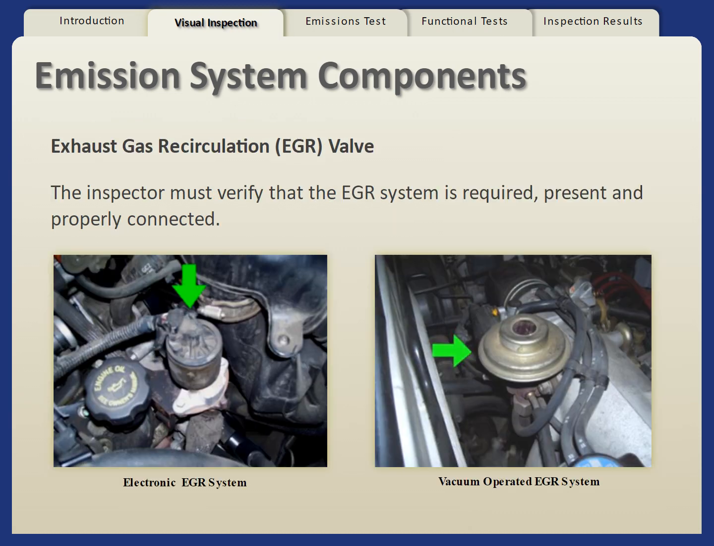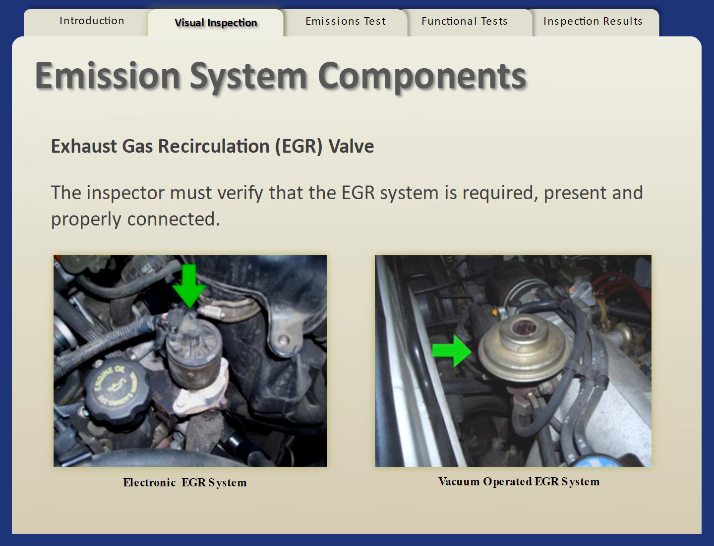The exhaust gas recirculation system is designed to reduce oxides of nitrogen by directing exhaust gases into the intake manifold during certain modes of engine operation. EGR valves can come in a variety of designs and are typically controlled by engine vacuum and/or electronic controls.